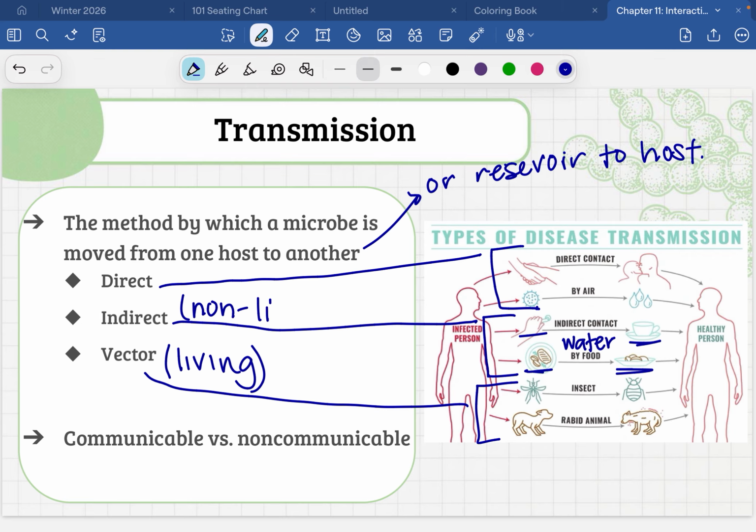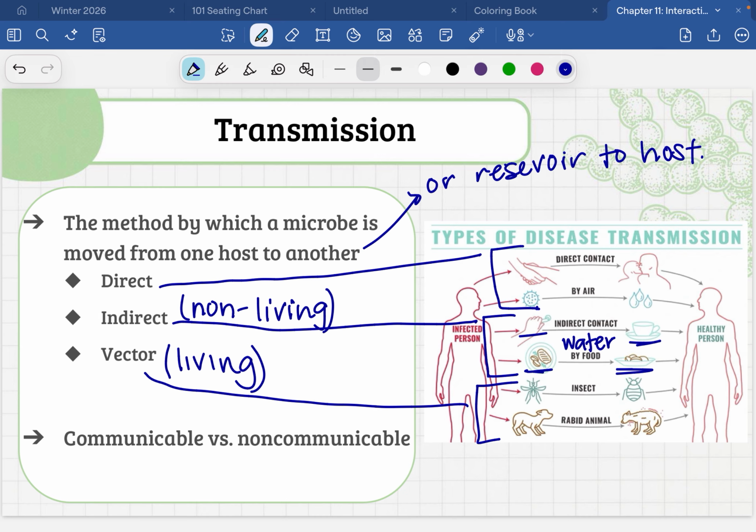So, if something passes through food or by a handle or a cup or something like that, that is indirect transmission because it's through something that is non-living, right? The transmission chain there was person, cup, other person. The in-between, the go-between, is something that is not alive. It's a cup. But if we're going from person to mosquito, to other person, that is vector transmission, because the in-between is a mosquito, something that is living.